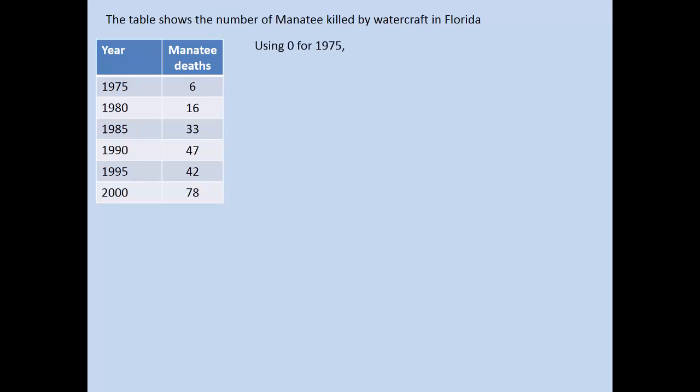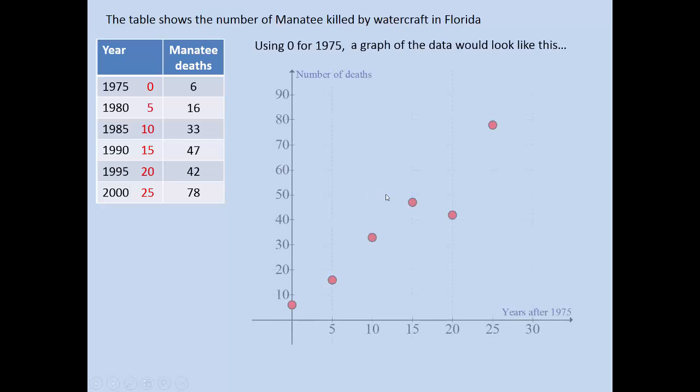Now, using a 0 for 1975, we're going to change the numbers on the left to these. Instead of 1975, we'll use a 0. That means in the beginning. This is when we started studying it. 1980, 5, and so on. And so let's draw the graph of these. Here's the dots placed on a graph.